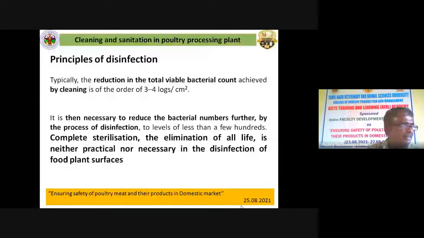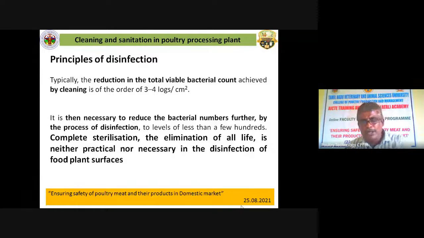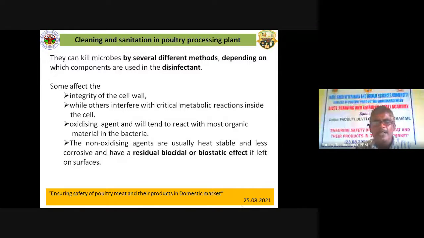In the food contact surface, we don't require sterilization, and it is neither practical nor necessary. Because even when we prepare some canned meat products or processed products, we never achieve absolute sterilization. We go for commercial sterilization to ensure nutrient content in our product. Similarly, here also, if you go for complete sterilization, then it is cost involved, and further it is not necessary. So it is better to use an optimum suitable disinfectant agent to reduce the number appreciably, not to achieve complete sterilization. This cleaning of microbes and disinfection can be done by several methods.